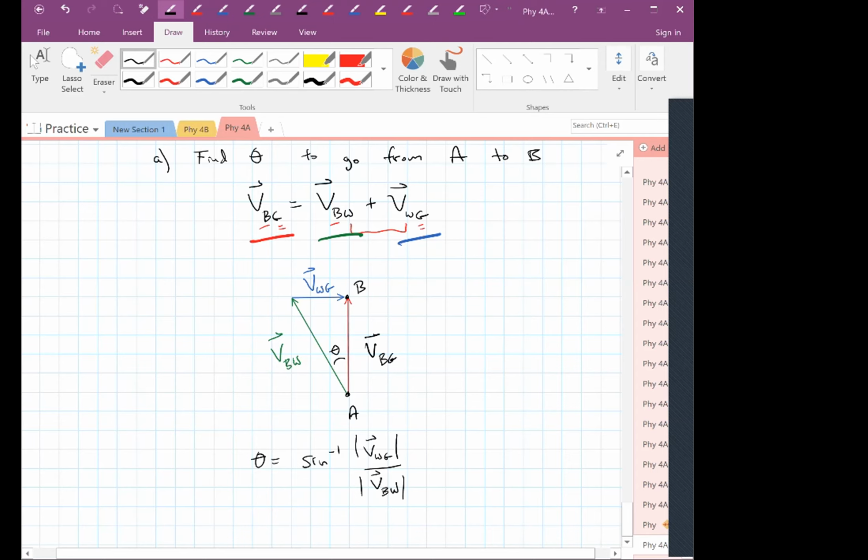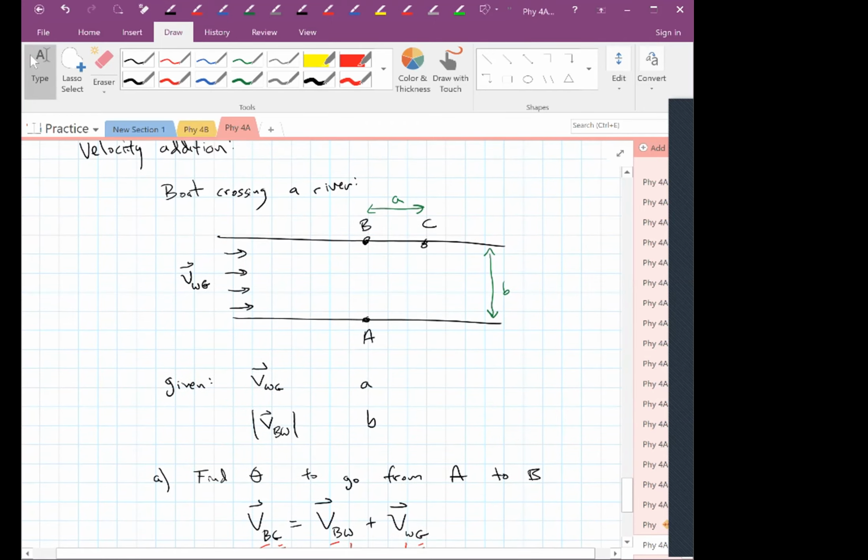Okay. And then, of course, it's a right triangle, so you could find the speed that the boat is actually heading across the river with, and the time it would take, because you know the width of the river, things like that, right? We okay with this one? Now, let's do part B.